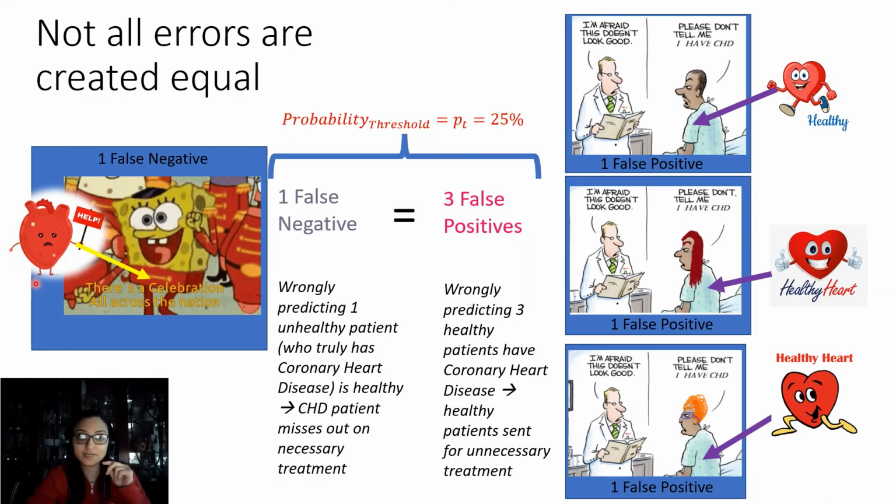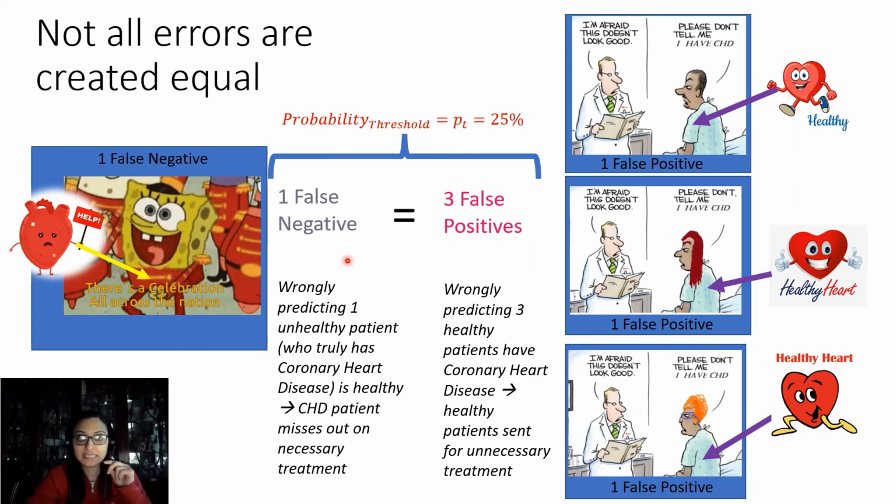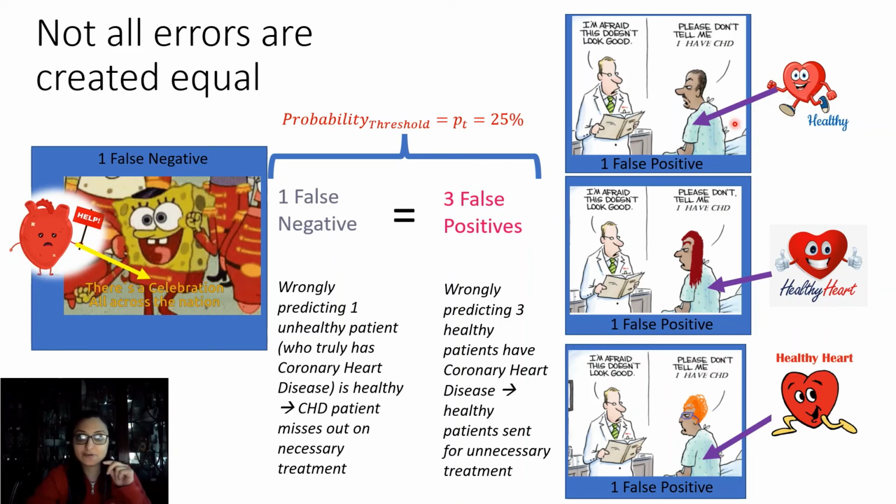So wrongly predicting that one unhealthy patient who truly has coronary heart disease is healthy, the mistake of making a false negative, of wrongly predicting that SpongeBob is healthy, that results in SpongeBob missing out on necessary treatment for coronary heart disease. This mistake is probably equal, if not worse, than the mistake of 3 false positives, of wrongly predicting that 3 different healthy patients with healthy hearts have coronary heart disease and sending them for unnecessary treatment. See here, the doctor is telling all of them, I'm afraid this doesn't look good.